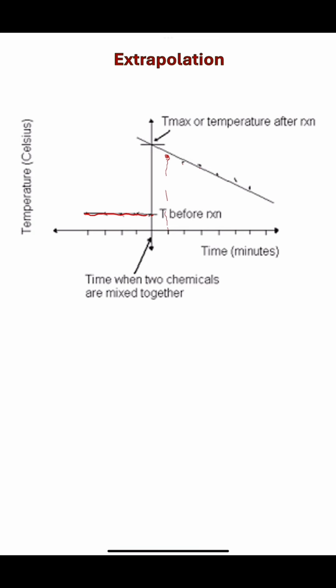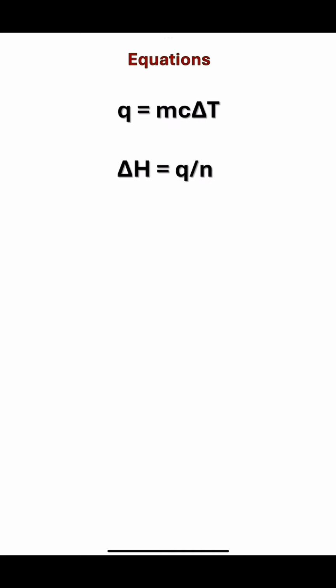Now, to accurately measure the maximum temperature reached by the reaction immediately after the reaction, you extrapolate this part of the curve and the other one, and then you see what the temperature is where these two meet at exactly 4 minutes. So this is Tmax, or the temperature after the reaction. Then your equation here is Q = mcΔT. M here will be the mass of the water, or the mass of the solution used, and c is the specific heat capacity for water provided to you, and ΔT is the temperature change.